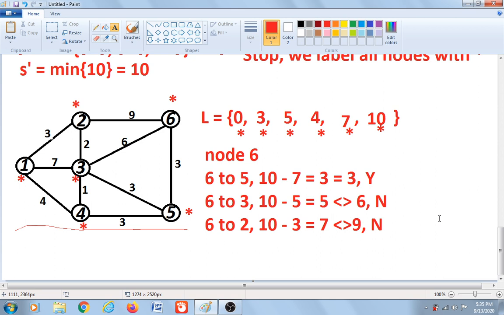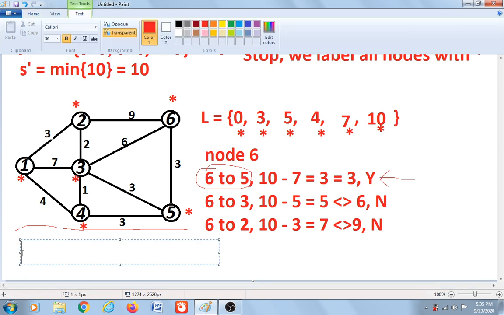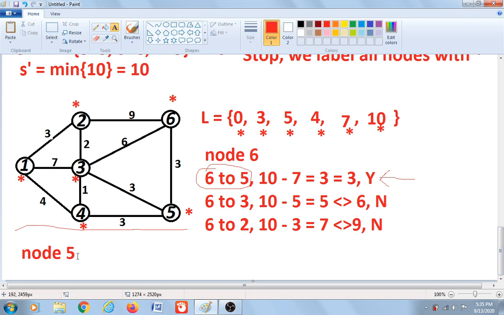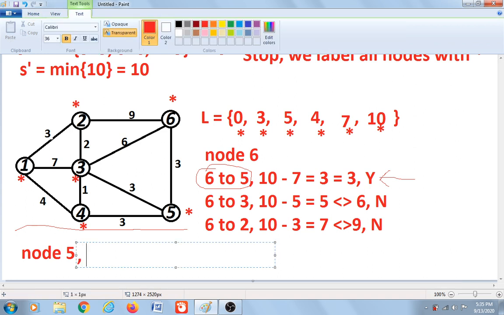So what is the first path? Our first path is here: from 6 to 5 backward, but forward it should be from 5 to 6. Now we go to 5. We start from node 5. From node 5, we can go to 3 or we can go to 4.